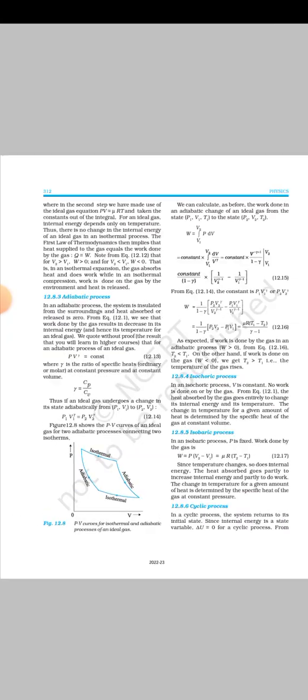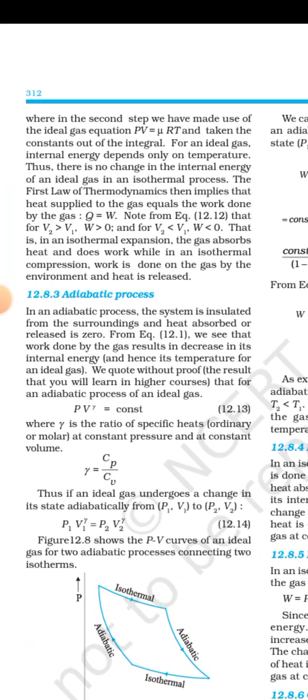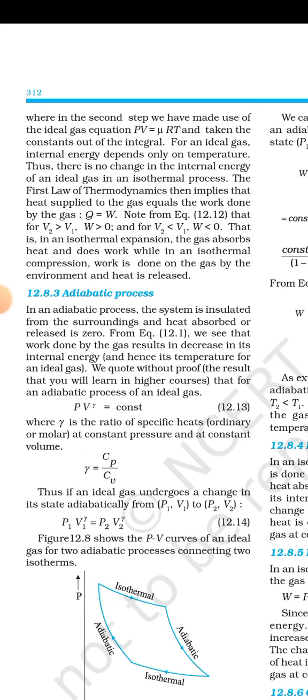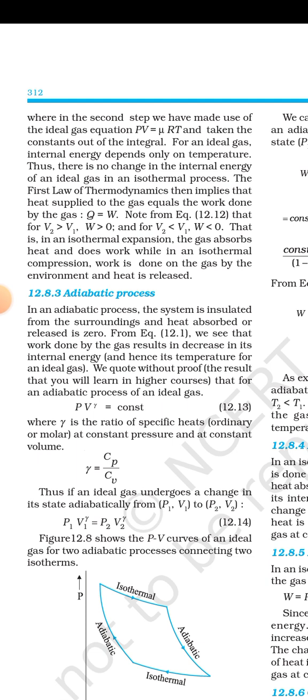नेक्स्ट देखो, where in the second step we have made use of the ideal gas equation PV is equal to mu RT and taken the constant out of the integral. For an ideal gas, internal energy depends only on the temperature, thus there is no change in the internal energy of an ideal gas in an isothermal process. The first law of thermodynamics then implies that heat supplied to the gas equals the work done by the gas. Note from equation 12.12 that for V2 greater than V1, W is greater than 0, and for V2 less than V1, W is less than 0. That is, in an isothermal expansion, the gas absorbs heat and does work, while in isothermal compression, work is done on the gas by the environment and heat is released.